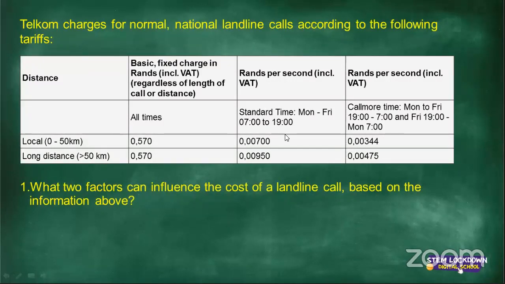Then the third category is rands per second. This is including VAT. The category here is standard time, Monday to Friday from 7 a.m. to 7 p.m. So these are the rates. The local rate would be 0.00700, and then the long distance rate would be 0.00950. And call more time, which is Monday to Friday, 7 p.m. to 7 a.m. and Friday, 7 p.m. to Monday, 7 a.m. These are the rates.